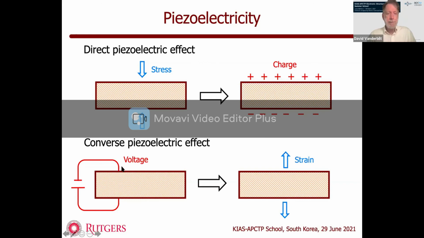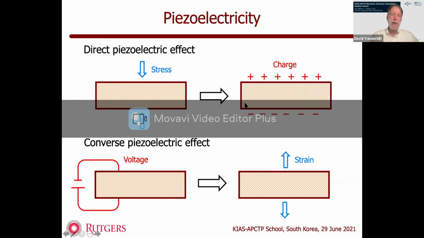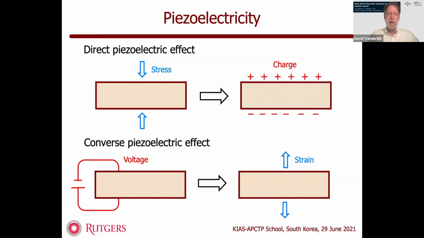Conversely, if I have a material and it's got a top and bottom capacitor plate and I apply a voltage across it, it will expand or shrink. And so the strain will respond to a voltage or the polarization will respond to a stress. These are really two sides of the same coin. These are the direct and converse effects. So if the first one exists, the second one must exist, and they're described by the same piezoelectric constant. So that's basically what piezoelectricity is.